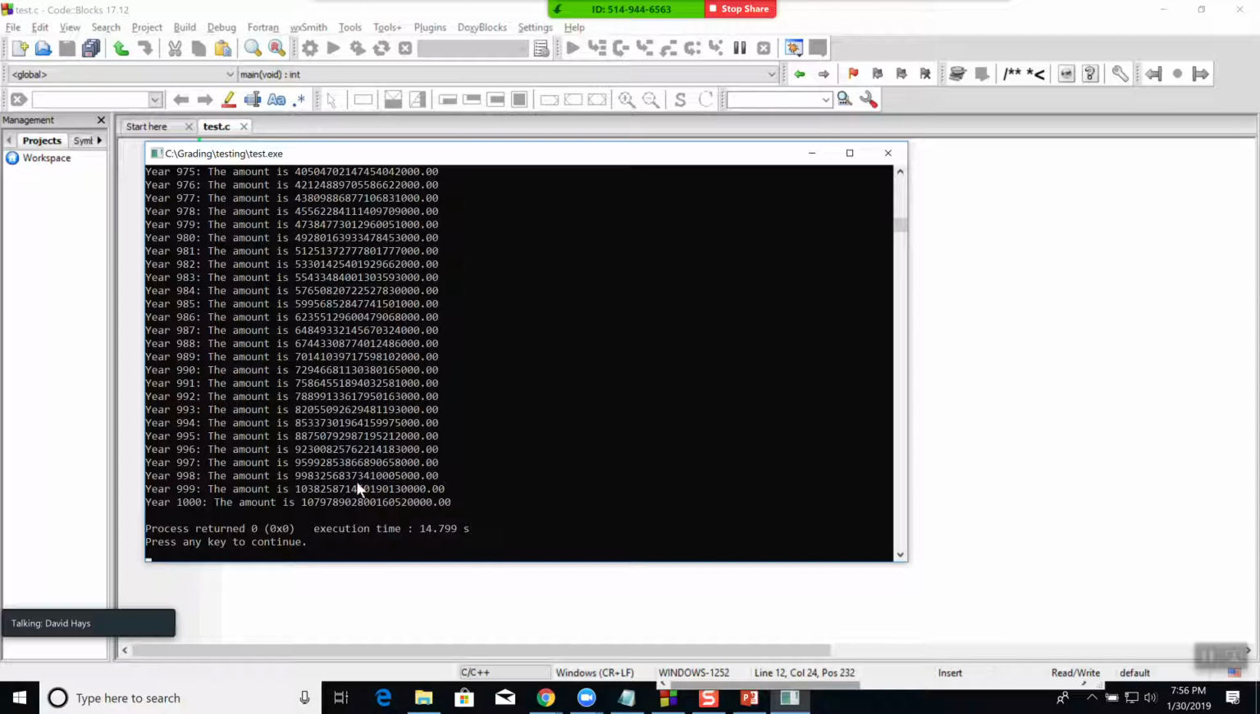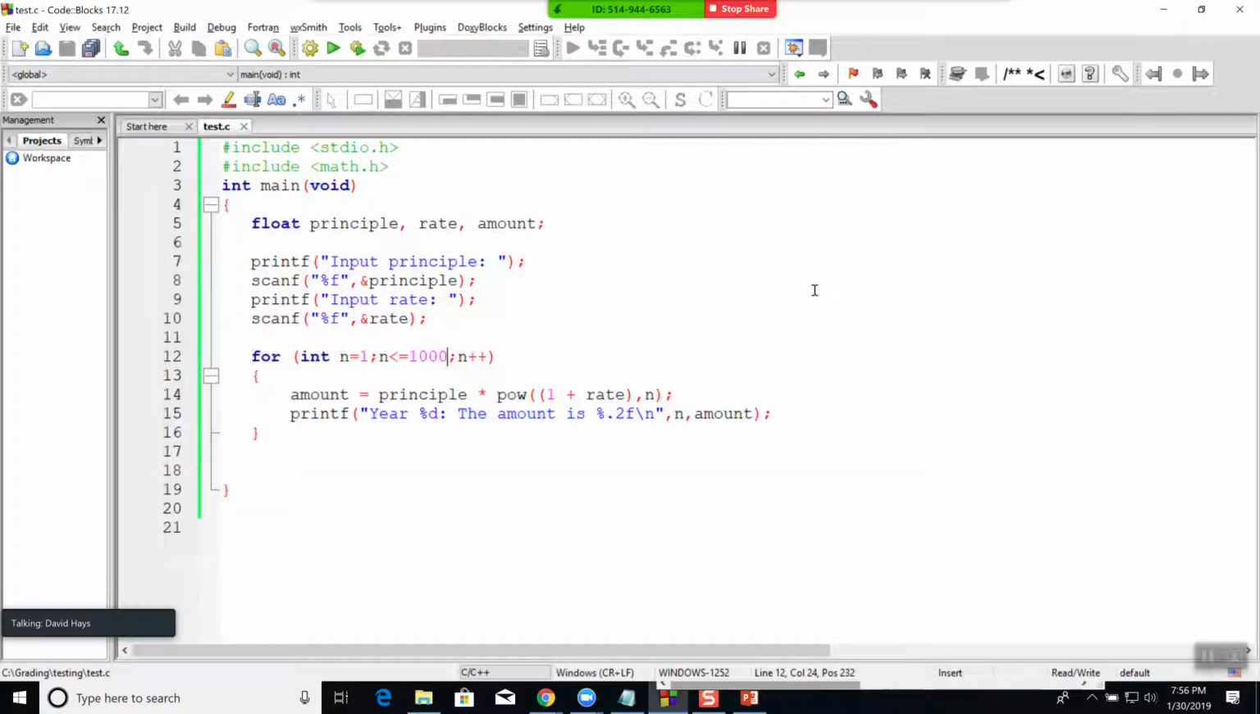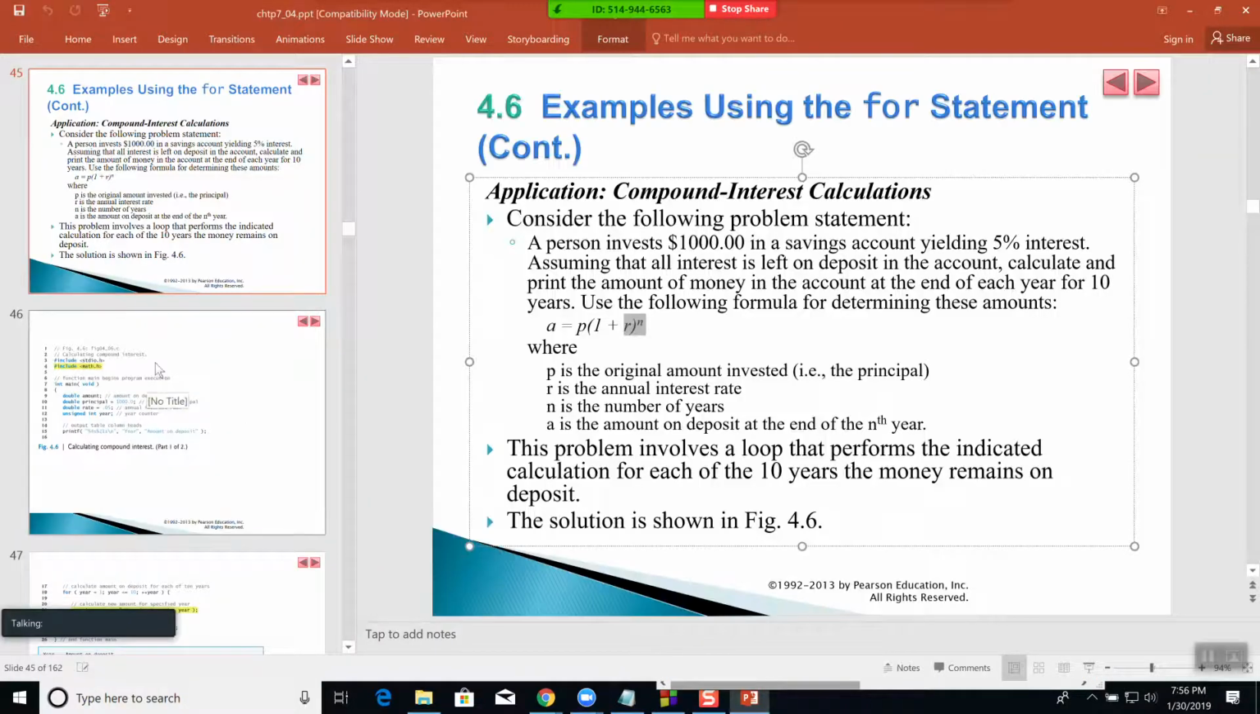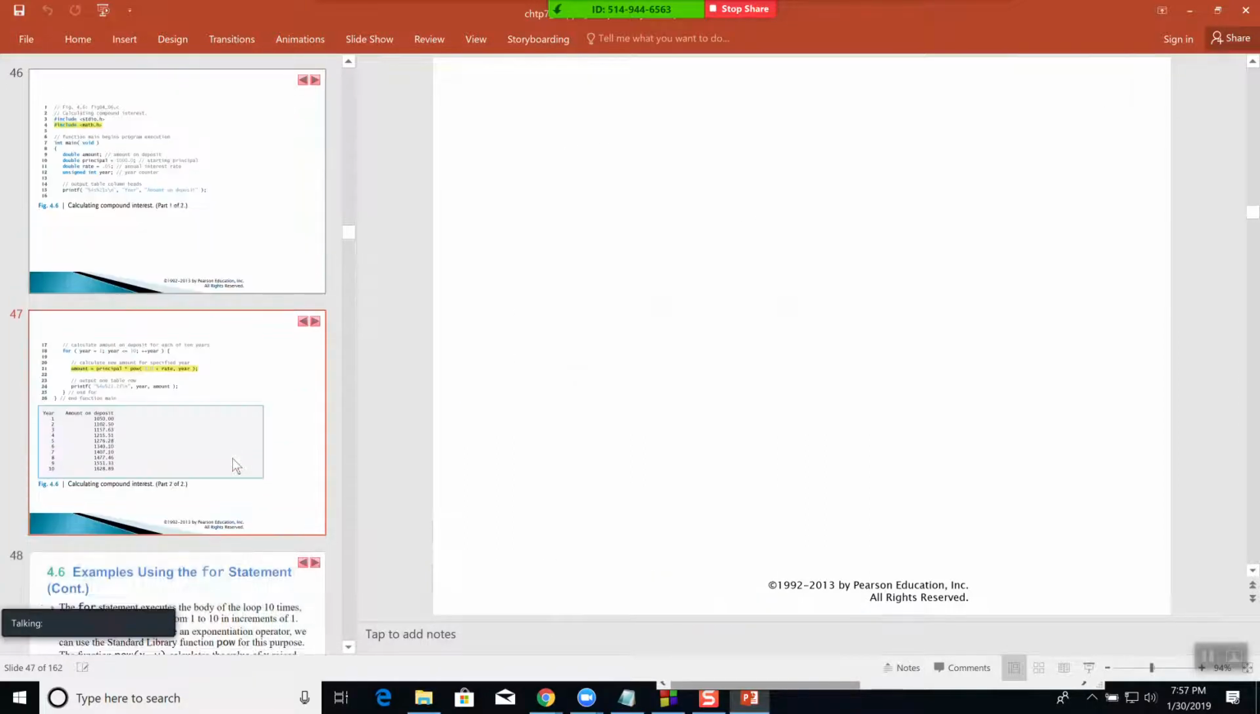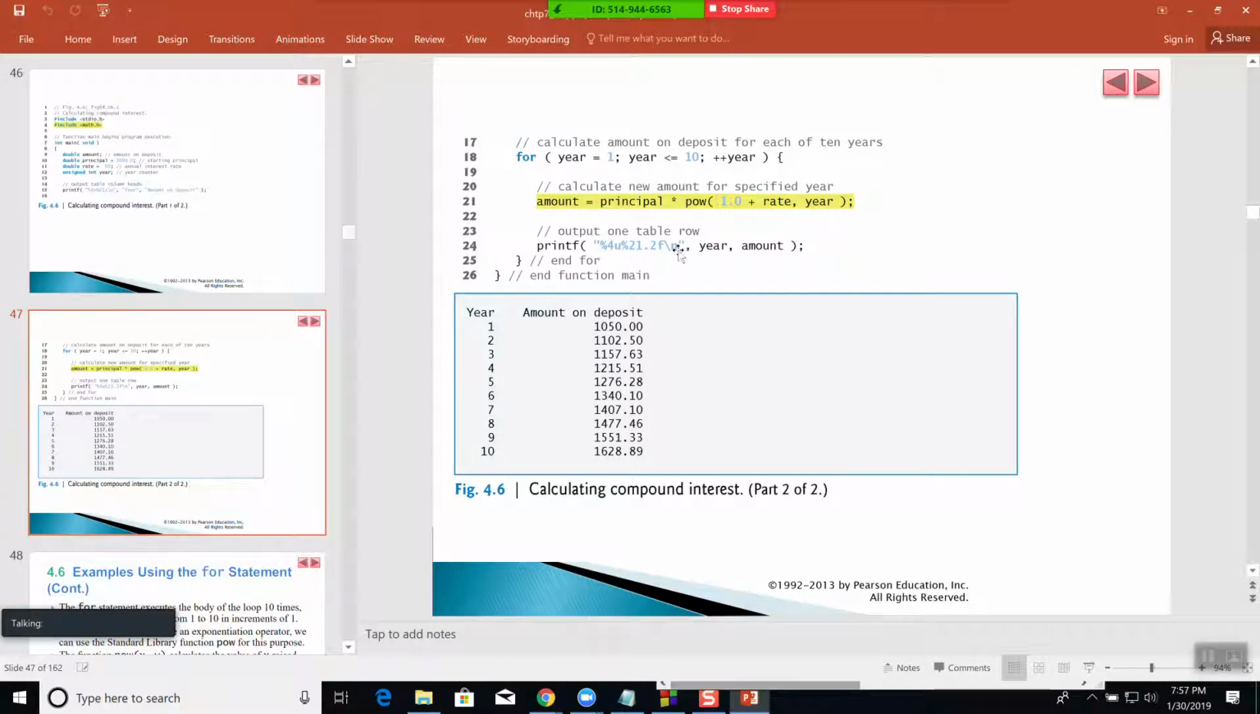But this shows you the power of exponential growth. So if you've ever taken college algebra, it's kind of fun. I always show that in college algebra, though not with programming. How does my code compare to theirs? Principal times pow 1.0. That's interesting.